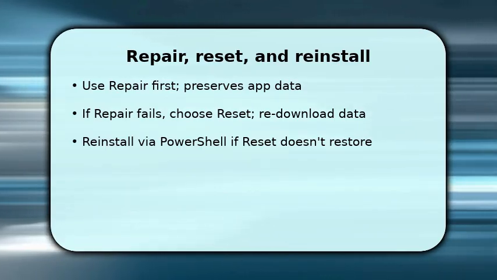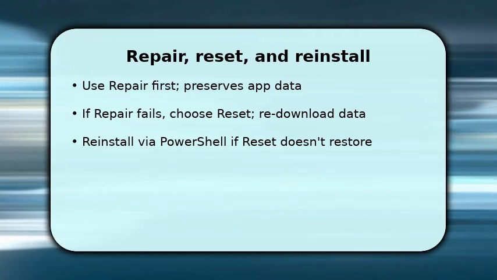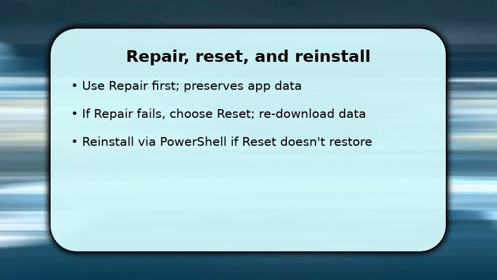When Reset doesn't help, run an elevated PowerShell. Use Get-AppxPackage *WindowsStore* | Remove-AppxPackage, then reinstall with Add-AppxPackage using the store package, or use DISM and sfc /scannow to fix system files. These commands restore missing packages and resolve deeper corruption.